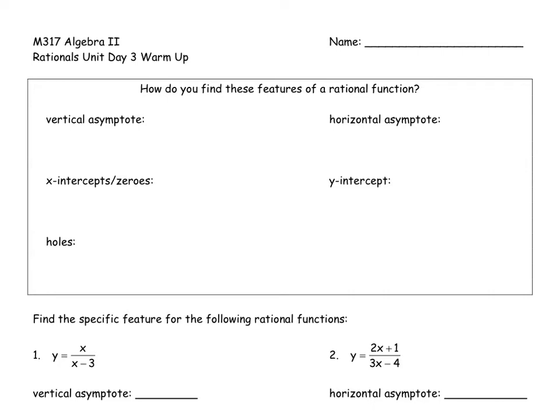How do you find these features of a rational function? To find a vertical asymptote, that's when you're going to set the denominator equal to 0 and solve for x. You're going to end up with something like x equals some number.